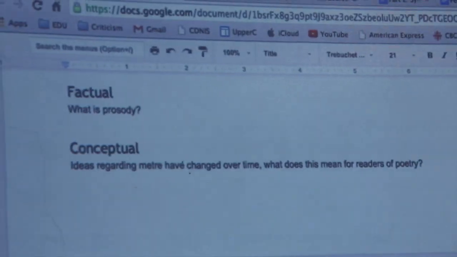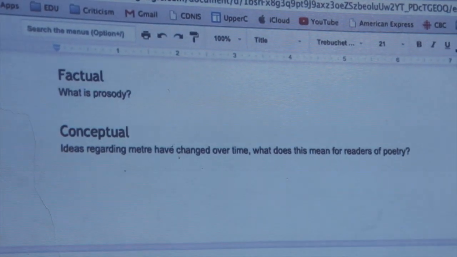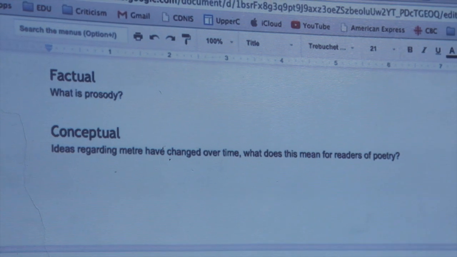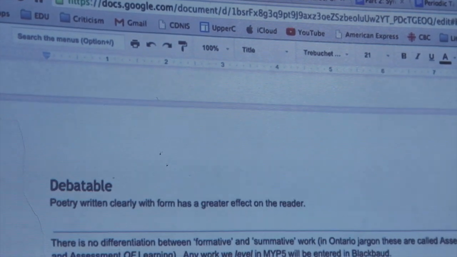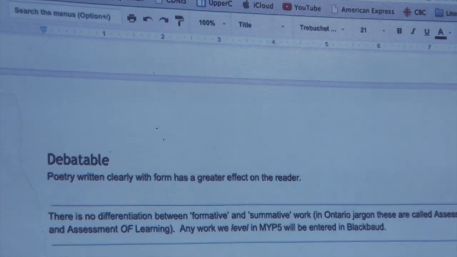And we agree on a number of questions. Our unit question is, what is prosody? Our conceptual question is, how do ideas regarding meter change over time? What does this mean for readers of poetry? And the debatable question is, does poetry clearly written with form have a greater effect on the reader?